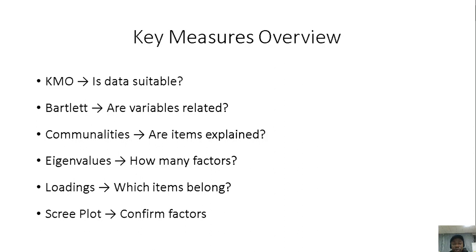So what measures do we always use? We have our KMO, which talks about the suitability or adequacy of the data. And Bartlett's test of sphericity, also talking about the relationship within the variables. Are the variables strongly related? Communalities, how a particular item fits the group it belongs to. Eigenvalues, which describe how many factors to consider and the variance being explained. Loadings, which items belong to this particular factor. And then the scree plot confirms the factors to be considered.